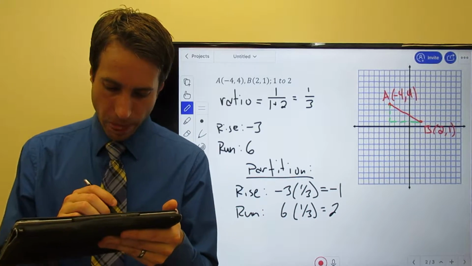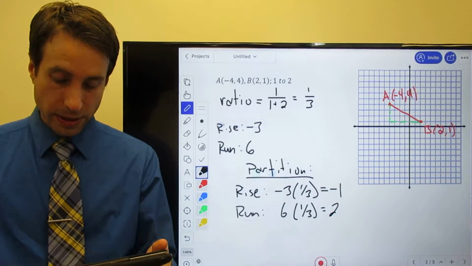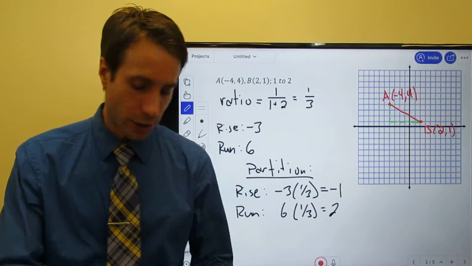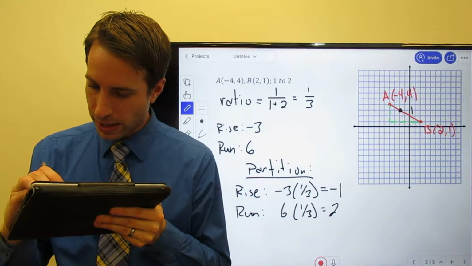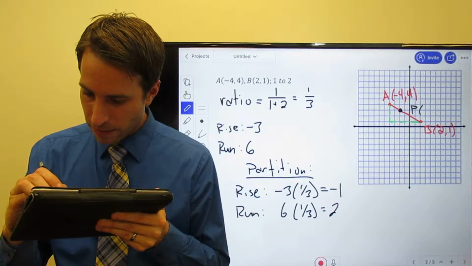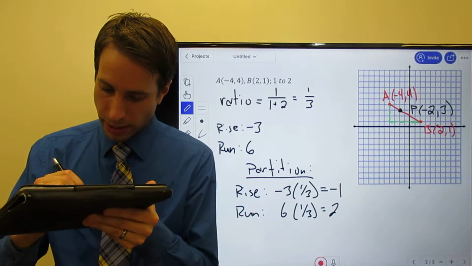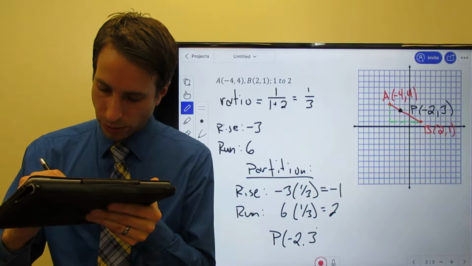All right, so here we go. To find my partition, I have to go down 1 over 2 right there. That point right there is the point -2, 3. So my partition point is at -2, 3.